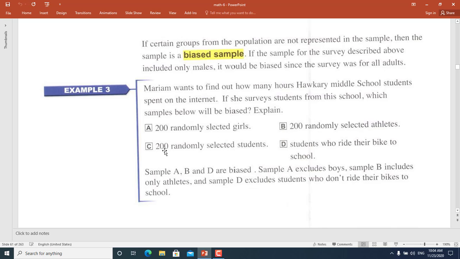And C, 200 randomly selected students. So it's random, you can say it's an unbiased sample, because all the students have the same chance to be selected. And D, students who ride their bike to school. It's also a biased sample because those who don't ride their bicycle don't have any chance to be selected.